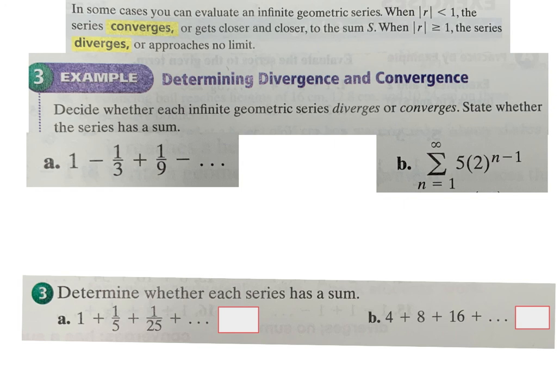And so this is just trying to decide, does it converge or does it diverge? So you just want to figure out what your common ratio is. So for this first one, what is my common ratio? It is negative 1/3. Is the absolute value of negative 1/3 greater than or less than 1? Less than. It's less than 1, which means this one converges.